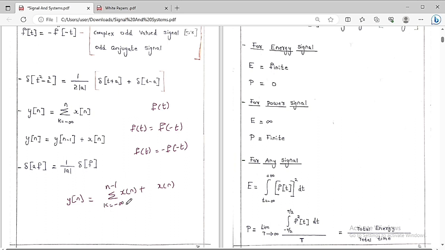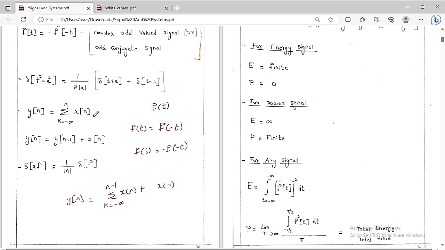Therefore we can say, if you substitute n minus 1 here in place of n, we are going to get sigma k equals minus infinity to n minus 1 of x of n. So suppose the summation is up to only n minus 1, it will become y of n minus 1. So y of n is equal to y of n minus 1 plus x of n. So this is x of n. Therefore we can say clearly, y of n is nothing but y of n minus 1 plus x of n.